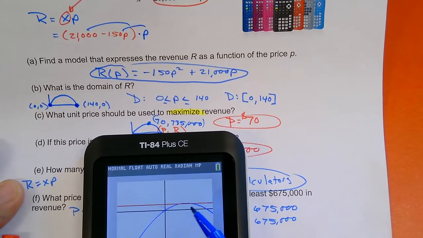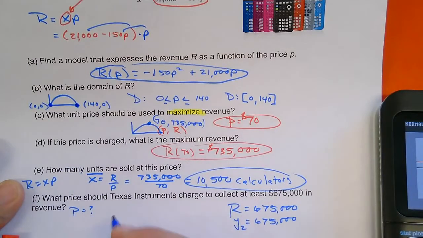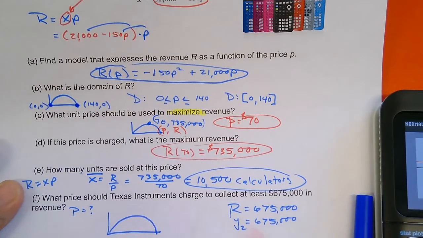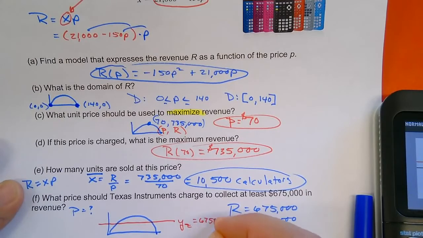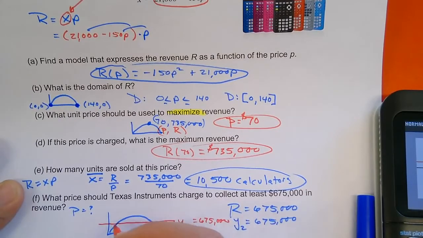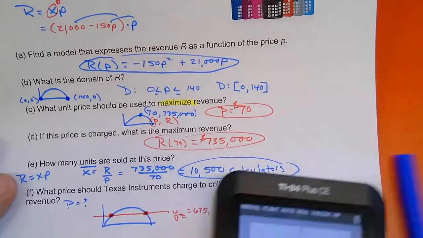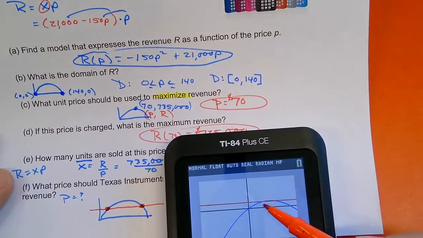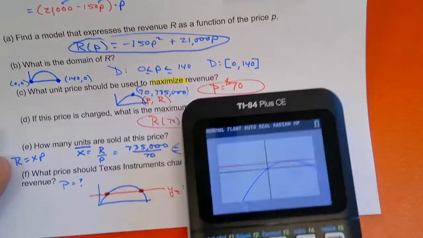I should see a horizontal line going across. And visually what I see kind of looks like this. Going across is Y2 is 675,000. And I want to find that intersection. I can kind of tell that there's two intersections here. So I want to find both of those intersections.